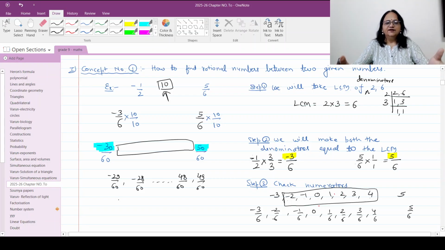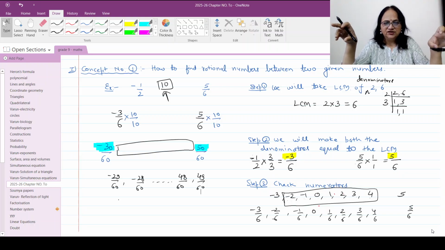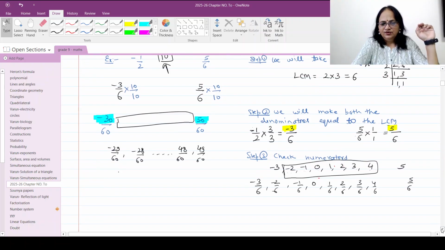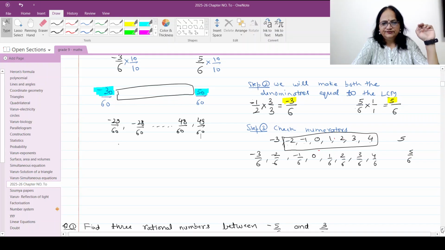So examiner may ask you 10 numbers, 15 numbers, so don't bother about it. You can multiply the numerator and denominator both by the same number 10, and then you can find out. So I hope this concept is clear. How to insert given number of rational numbers between two rational numbers. This was our concept. So let's do some more question. एक दो क्वेश्चंस और कर लेते हैं.